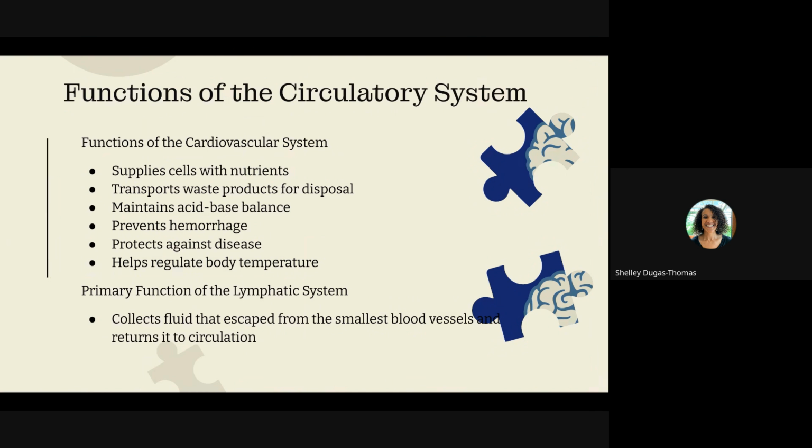So let's look at what these systems actually do. The cardiovascular side is the body's ultimate logistics network, delivering nutrients, carting off waste, balancing chemistry, stopping leaks, hemorrhaging, and regulating temperature. But pay close attention to the primary function of the lymphatic system. It collects fluid that escapes from the smallest blood vessels and returns it to circulation. Think of it as the recycling system. If your capillaries leak fluid into the tissues, the lymphatic system acts like a sponge to pick it up and dump it back into the bloodstream.